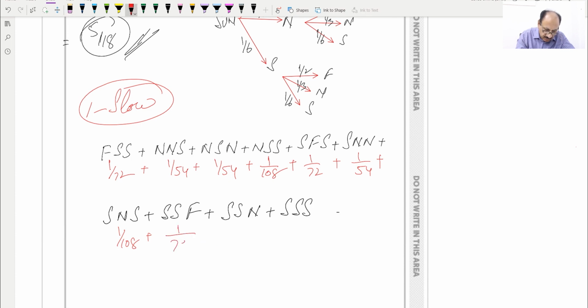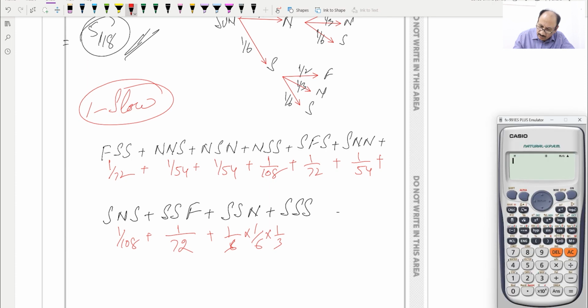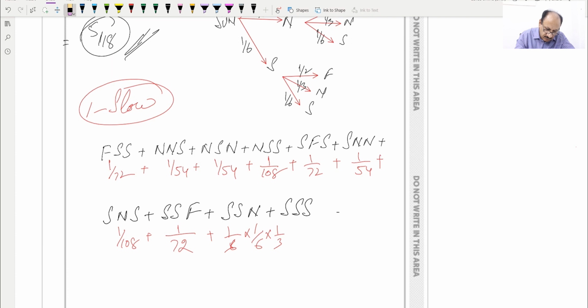Hopefully everything is properly calculated. So slow is 1 by 6. So we can write 1 by 6 into 1 by 6 into no change, which is 1 by 3. So this will be 36 into 3, which will be 108. So we can write 1 over 108.